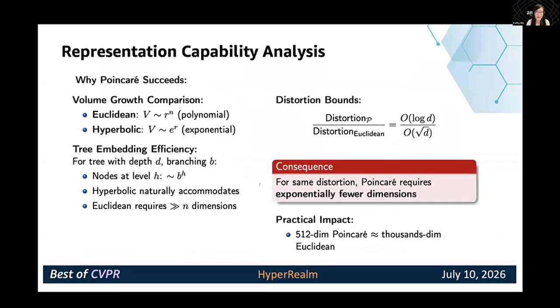To quantify the representation capability more precisely, we can see that the Lorentz hyperboloid model needs dimension around d, and the Poincaré ball needs dimension d over log d, so it's near linear. And this means we can faithfully represent deeper hierarchies in lower dimensional space, critical for computational efficiency and generalization.